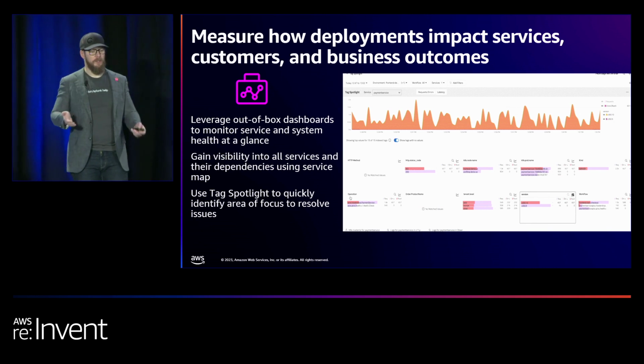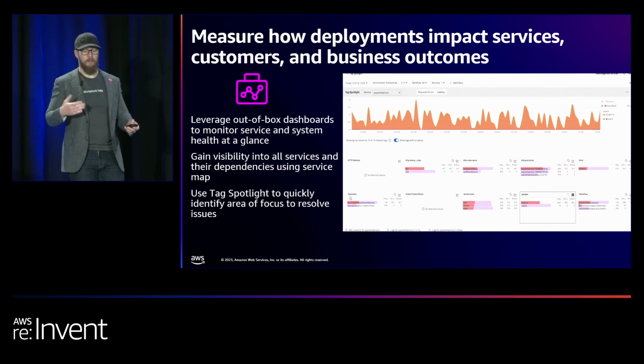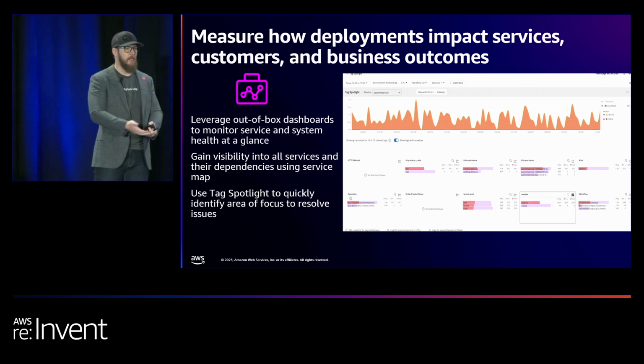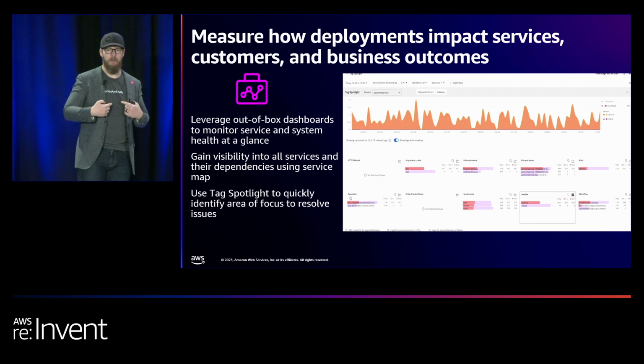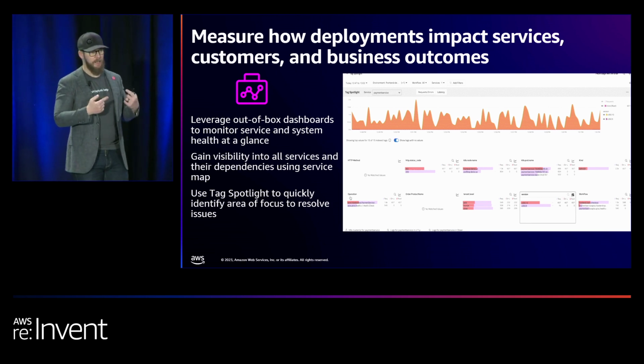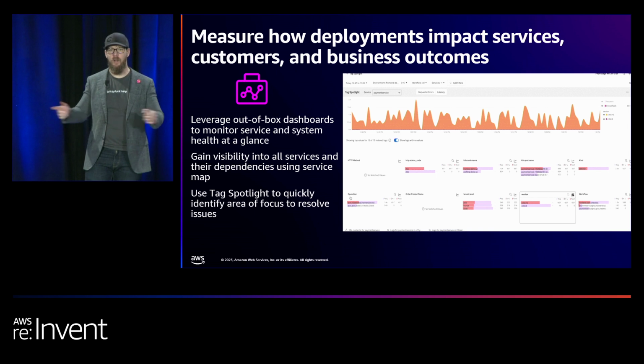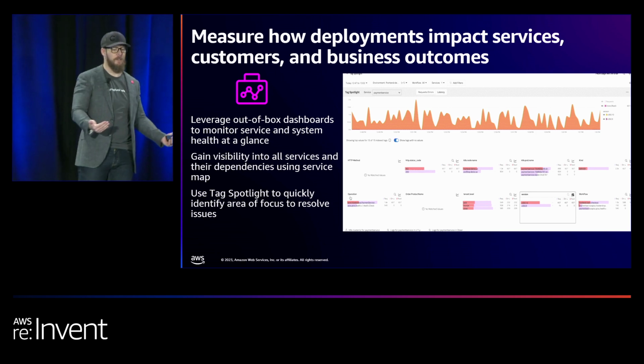So measure how deployments impact other services, customers, and business outcomes. A lot of us that are here are really interested in what is my service doing? What's my app doing? What's my microservice containerized environment doing? A lot of times what gets missed is how is this not only impacting my upstream and downstream services, but how am I impacting the customers that pay my paycheck? How am I impacting the business and our SLOs and SLAs to other businesses? How does this make me look good to the business and show value to my business?